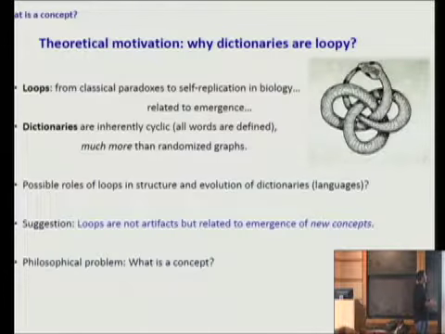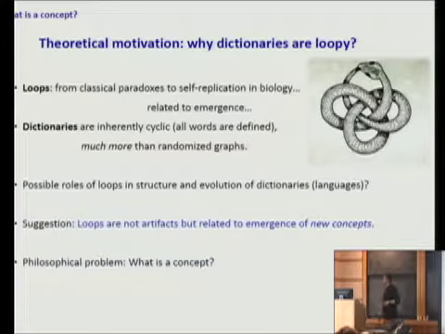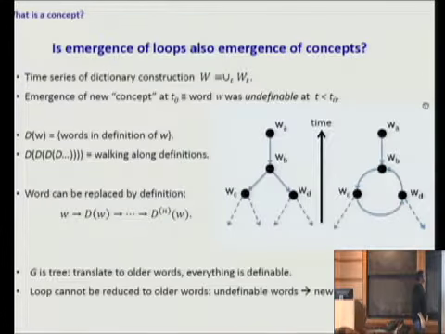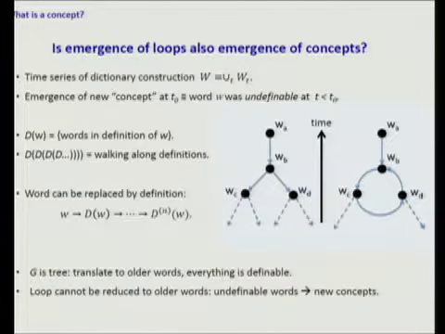And the suggestions are that loops are not artifacts, they are not some constraints due to this closed property of a dictionary, but something that is natural to the evolution of language. And this is related to a philosophical problem of what is a concept, which I will mention only briefly at the end. So here is a very simple suggestion why loops and concepts should be related.